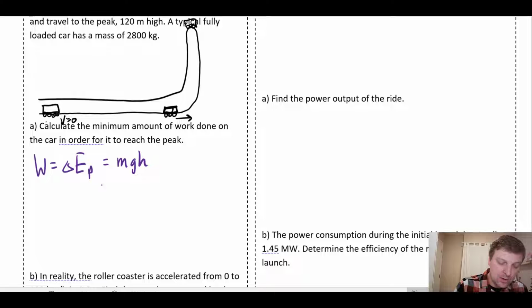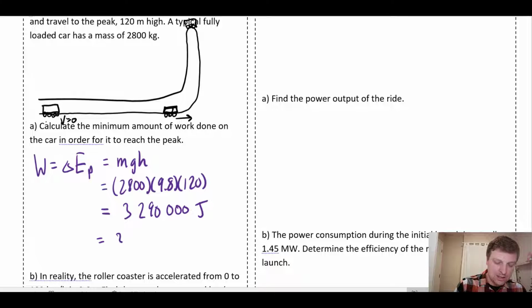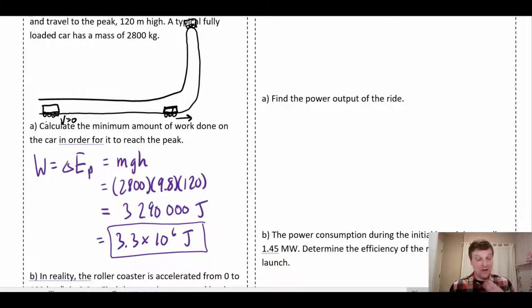So this is going to equal the mass of the cart, which is 2,800 kilograms, times 9.8 times 120 meters, which is just insane to say out loud, how high this thing is. The total work here is 3,290,000 joules, which is crazy. You could write that as about 3.3 times 10 to the 6 joules. So you have to do 3 million joules of work to get this thing up and over the hill.